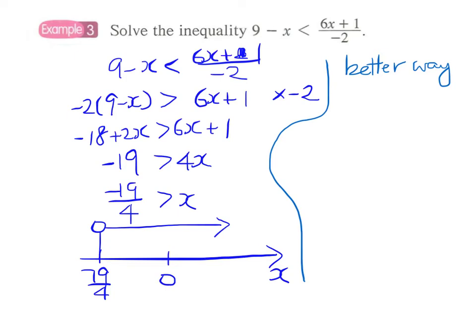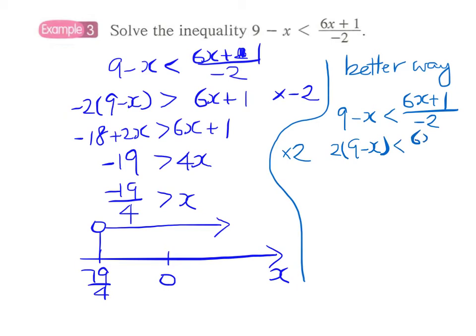And again, we have this method. 9 minus x less than (6x plus 1) over minus 2. In fact, to remove the denominator, we can simply multiply both sides by positive 2. Since this is a positive number, we have this. This has minus 1 as the denominator.